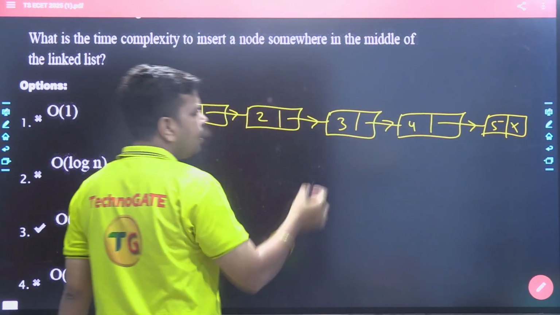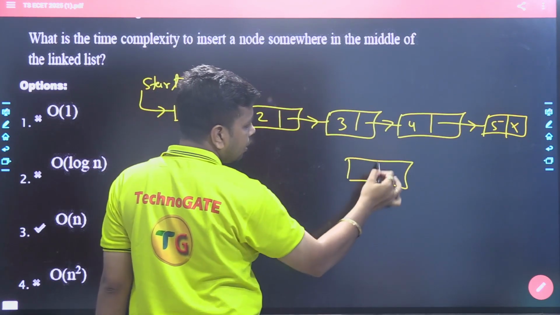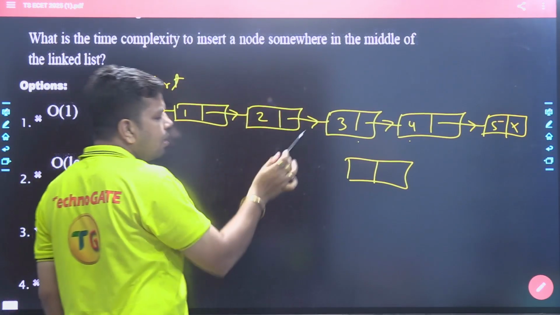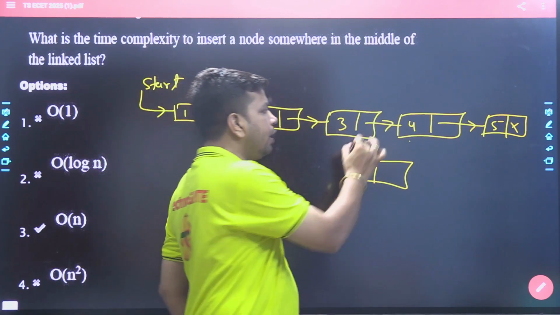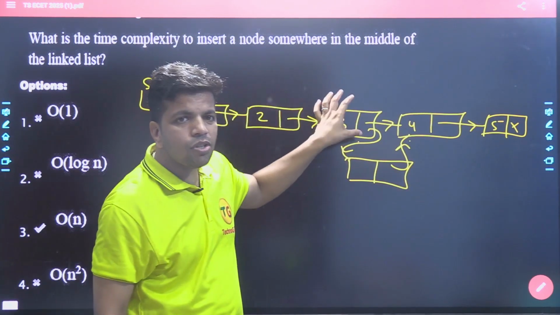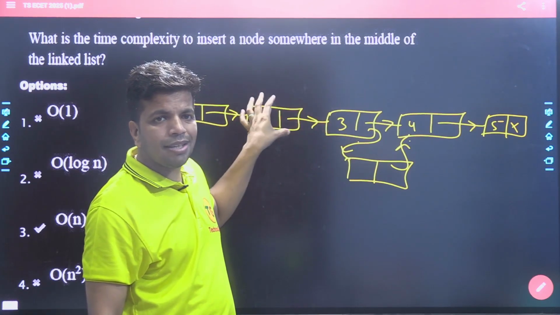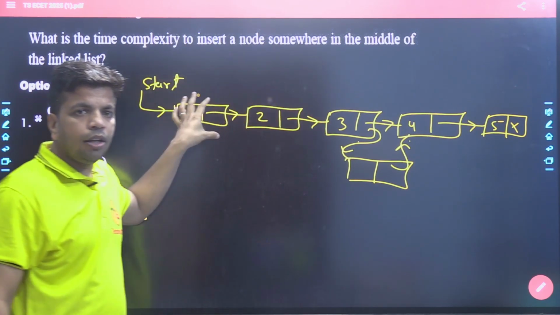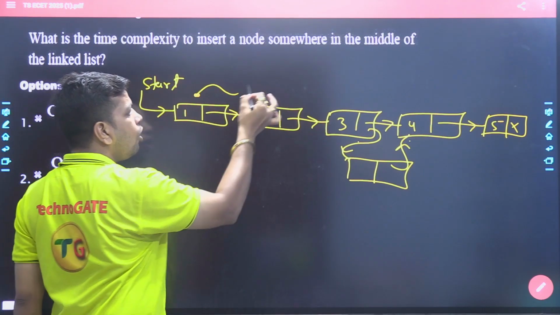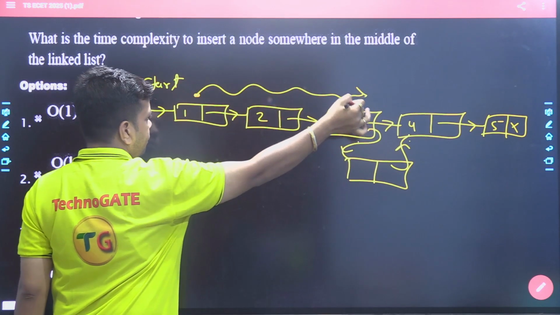I need to insert, suppose, an element here between 3 and 4. What do I need to do? I want to connect this pointer to this one and this to that one. For that I need the address of 3, but the address of 3 is stored in 2, the address of 2 is stored in 1, and we have a start pointer. So we need to start traversing from this to that particular location.